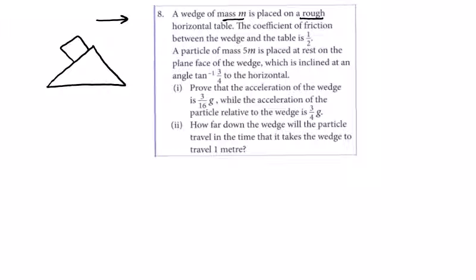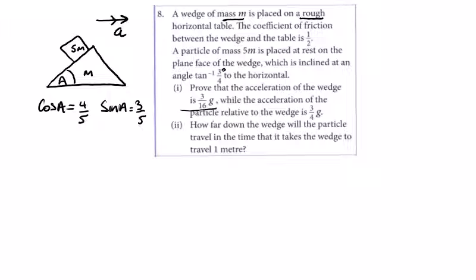Prove that the acceleration of the wedge, we'll call it A, is 3g over 16. And we're given the inverse tan of the angle A. So the cos of A, if it's the inverse tan, that's my opposite over adjacent, so the cos of A is 4 over 5, and sine A is 3 over 5. And we have masses 5m and m.